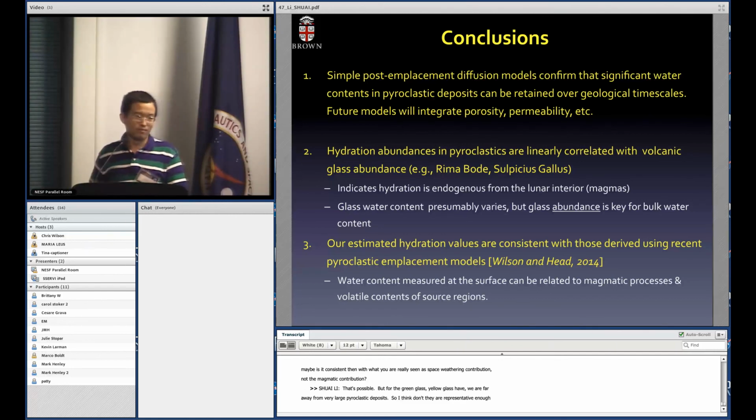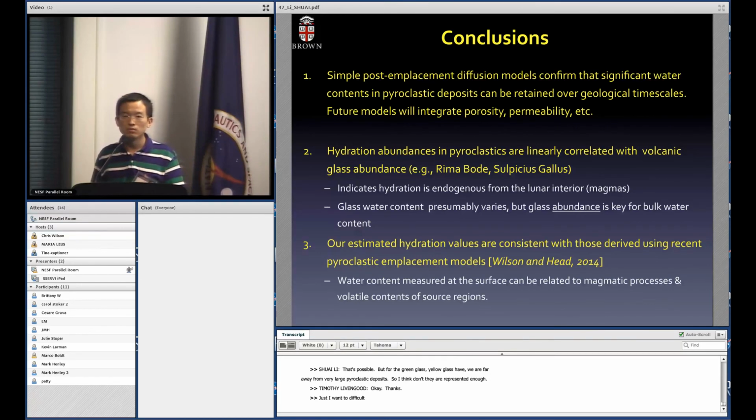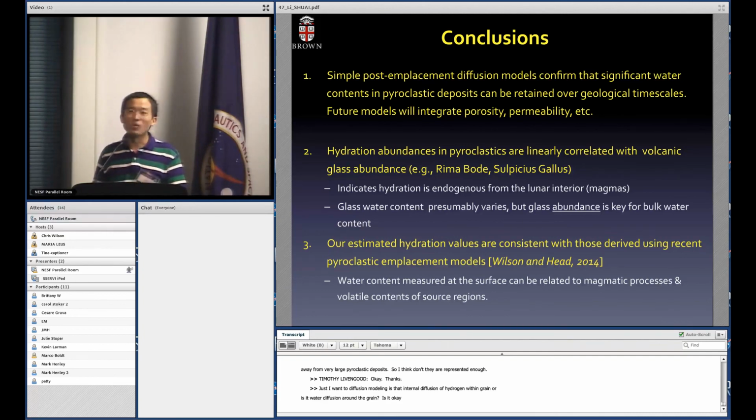Last question here. Okay, thanks. Carl Hibbitts, APL. Just to understand the diffusion that you're modeling, is that internal diffusion of hydrogen within the grain, or is it water diffusion around the grain? Can I ask two questions? It's in the grain, yeah.